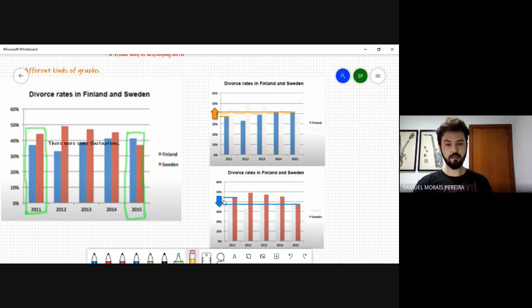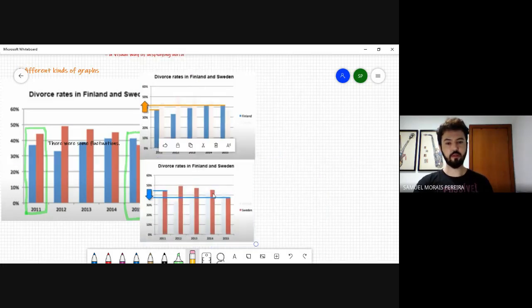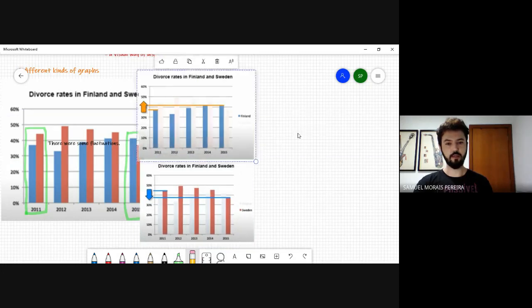And you can see that there was a decrease, tá vendo? The arrow here is pointed downward. So this is basically what you can see. This is basically the information you can get from this graph here when you compare the two countries, okay? So here I say there was an increase, and here I say that there was a decrease, okay? But now pay attention. I wanna teach you something else, okay?